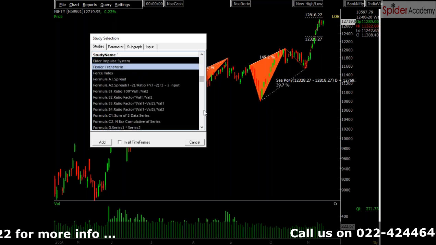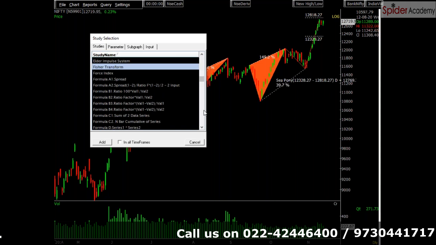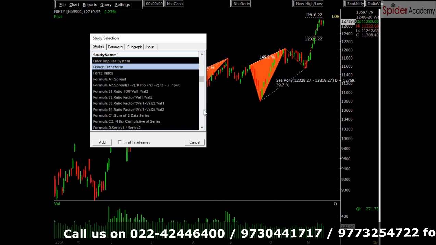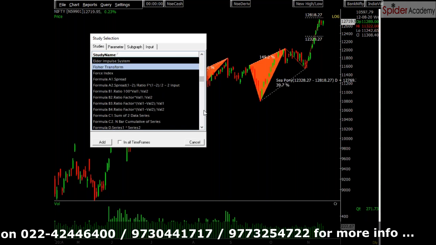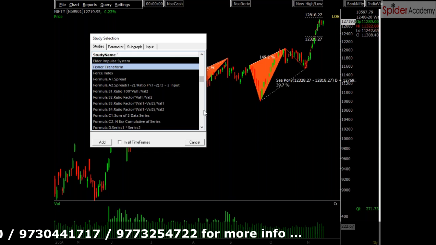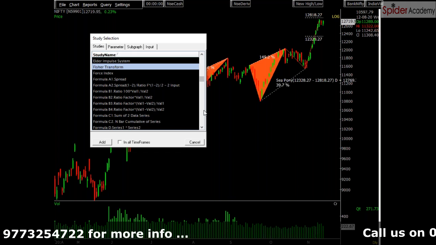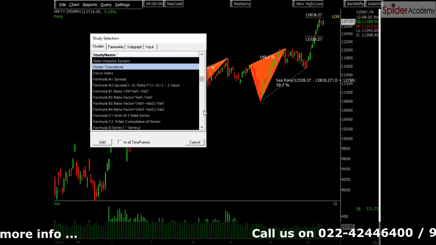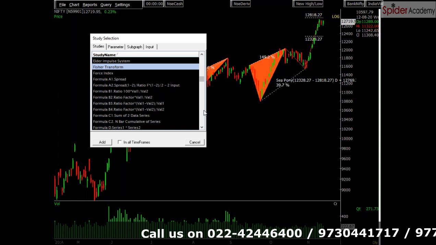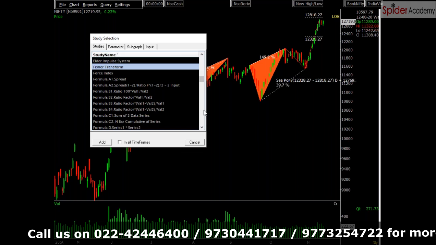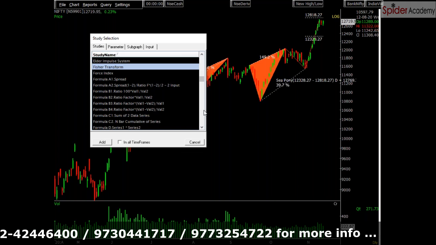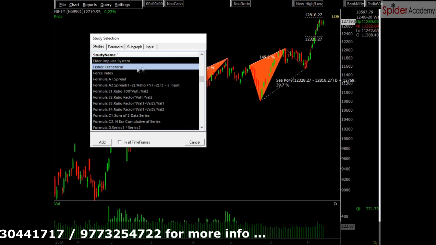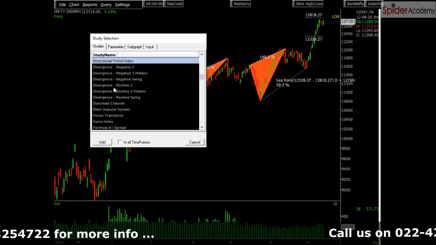We also have some formula-based studies, like spread, ratio, and sum of series of data. You can sum two values, subtract two values, multiply, divide, and find the ratio out of it. There are multiple studies added into it, and it has been used by many professionals. So if you want, you can add the formula part for easier work.